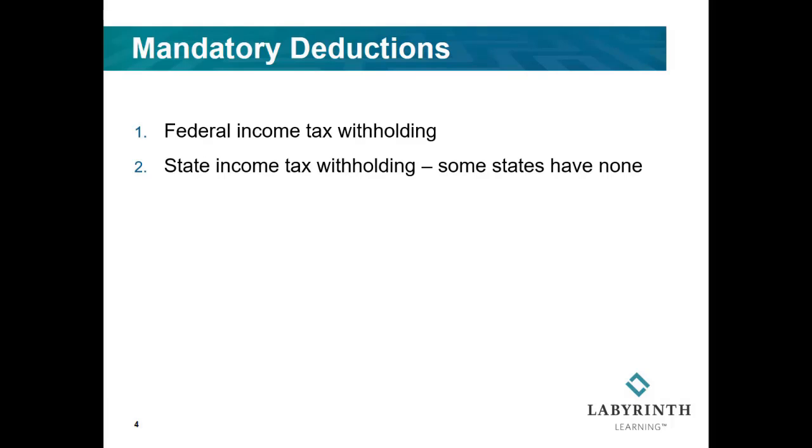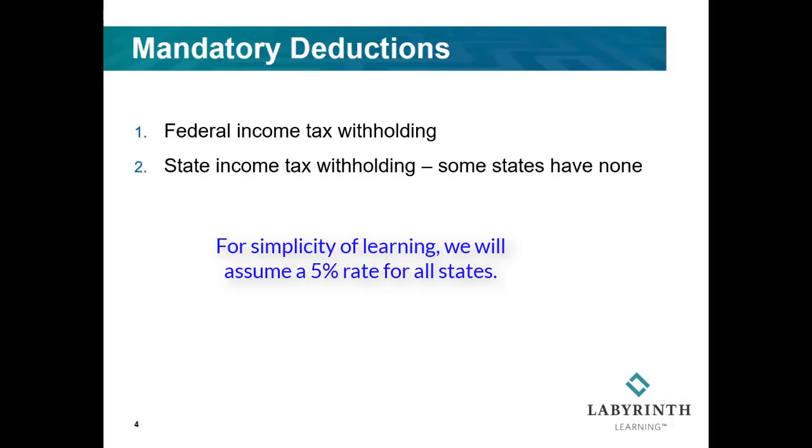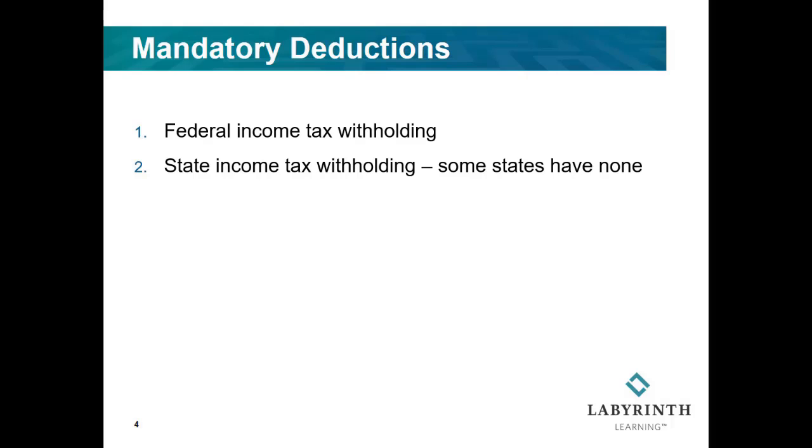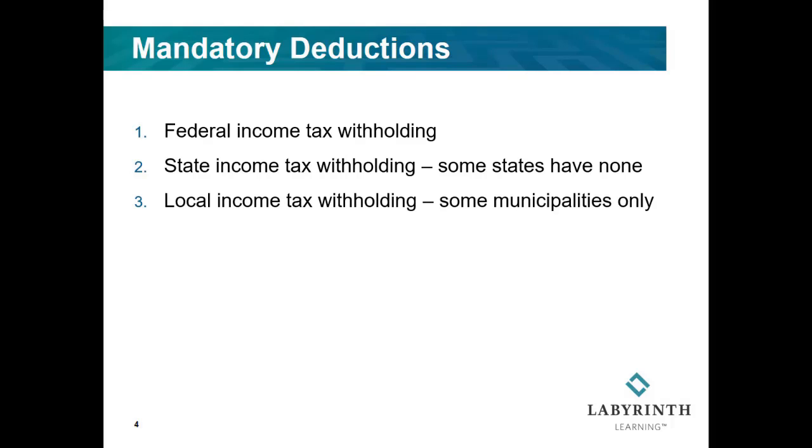State income tax withholding. State income tax varies very much between states. So for this class, we will assume that in our states, it will be 5%. This assumption is for simplicity. But we do know that some states have no state income taxes. There are 9 of them, such as Florida, Texas, Wyoming, Washington, Tennessee, Alaska, and so forth. Local income tax withholding. This applies to some municipalities only.